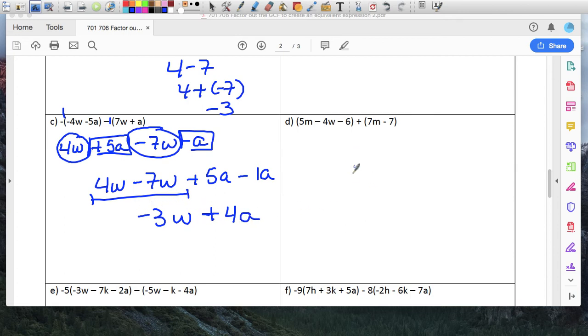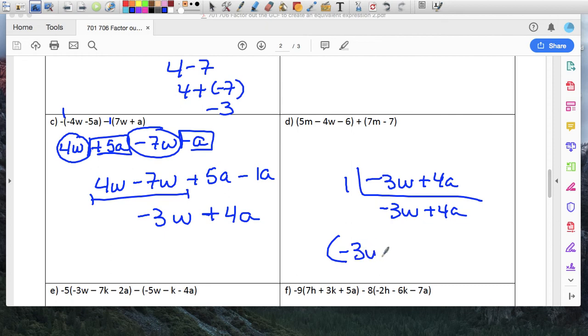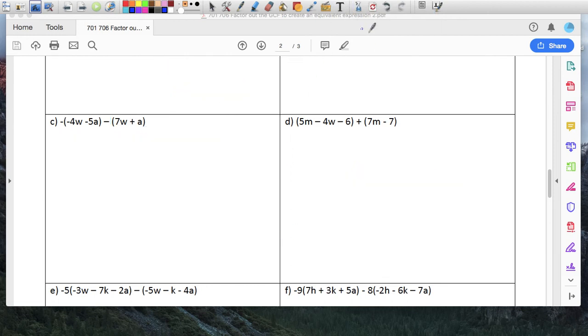Let me take the GCF here. So if you do negative 3w plus 4a, the only common number is 1. It's going to be negative 3w plus 4a. So if you put this in parentheses, it's going to be negative 3w plus 4a, and you can put a 1 there if you like. Okay. And this times this is this. And this 1 times 4a is 4a.